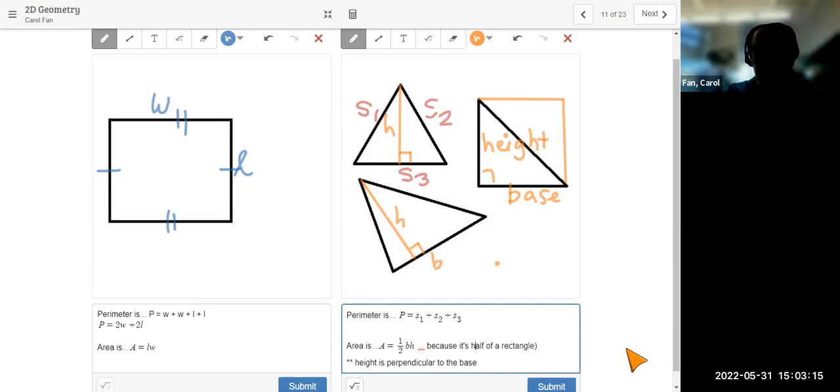And then I just added a little note here. The equation is half base times height, because if we drew the other side to it, we would actually get a rectangle, and we just want half of it.